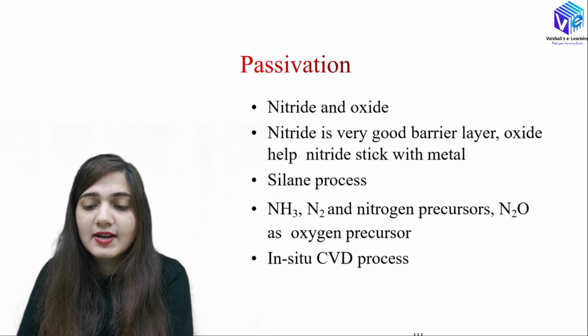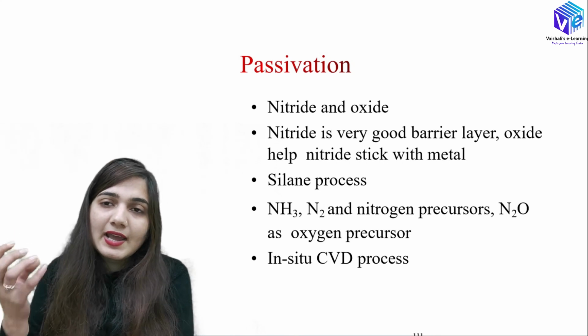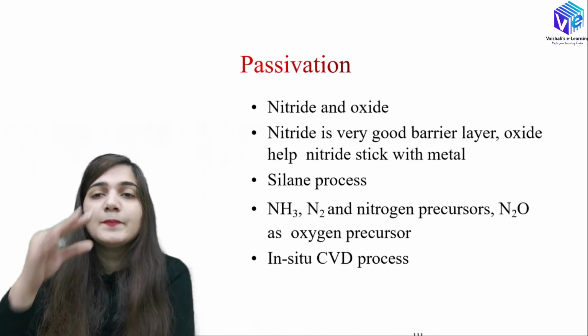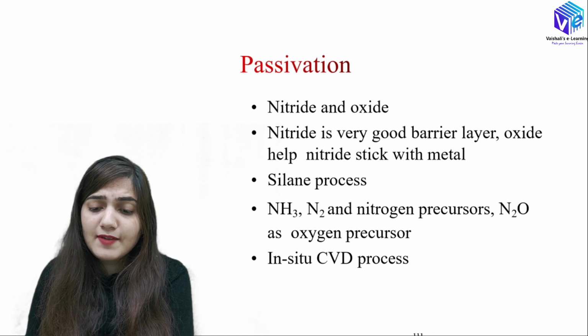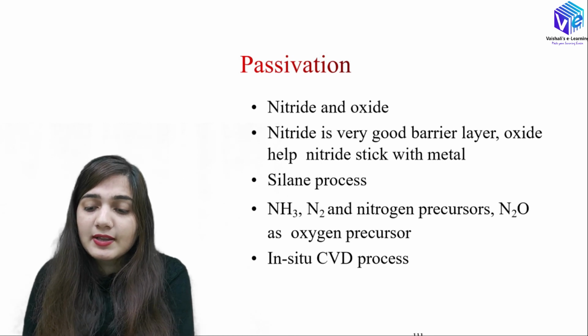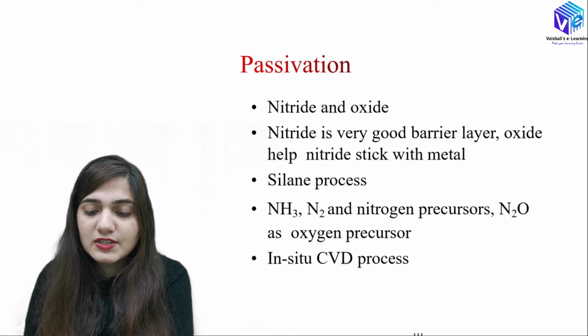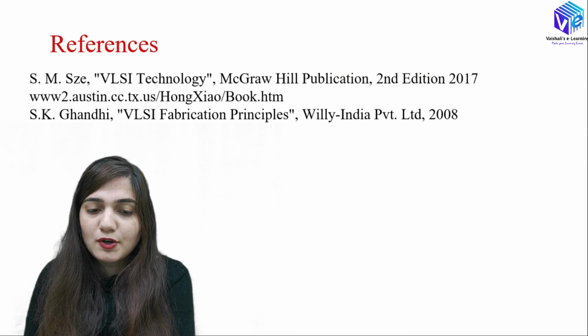If I am using nitride, I told you nitride is a very good barrier layer. Oxide helps nitride stick to the metal. Nitride does not have a very high affinity towards the metal, so I first use the oxide, then I use the layer of nitride. Here I will be using silane processes, with ammonia, nitrogen gas and other nitrogen precursors, and N2O as the oxygen precursor. So here it is an in situ CVD process.